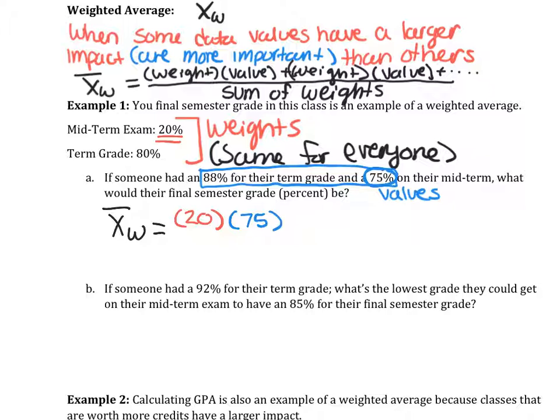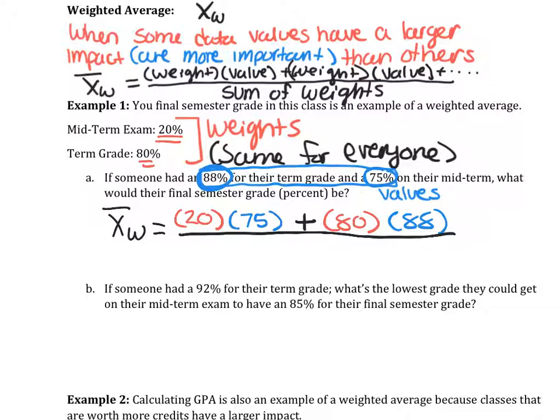Then we add it to the weight for the term grade, which is 80%, times the percent that person has for the term, which is 88%. And then we divide by the sum of the weights. So in this case, 20% plus 80%. If we're dealing with grades, the weights should always add up to 100.